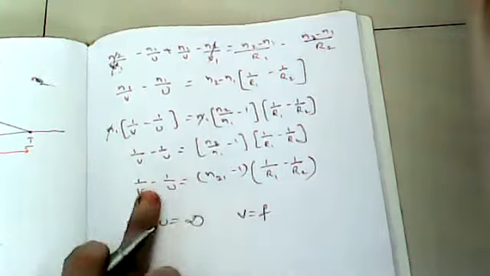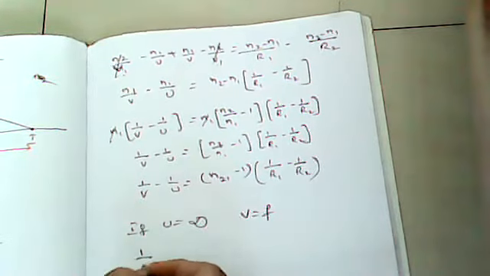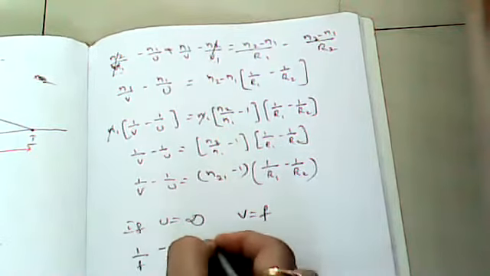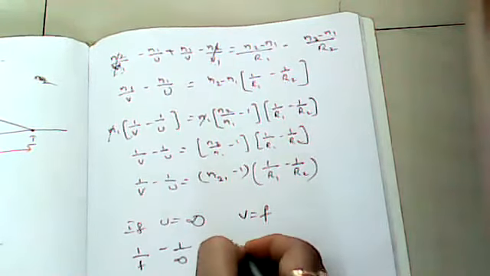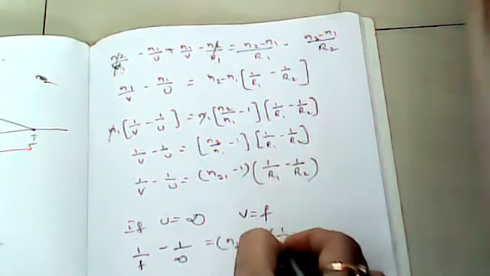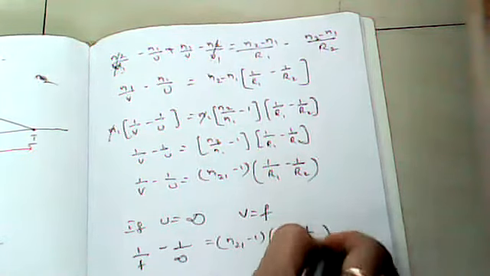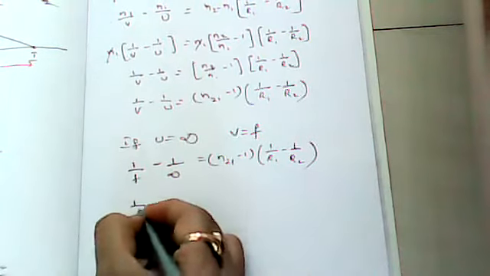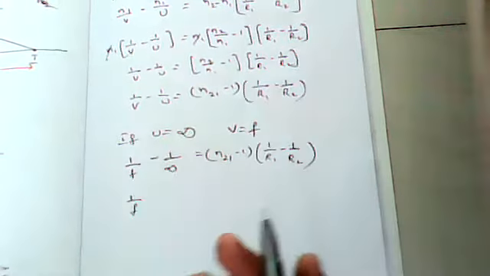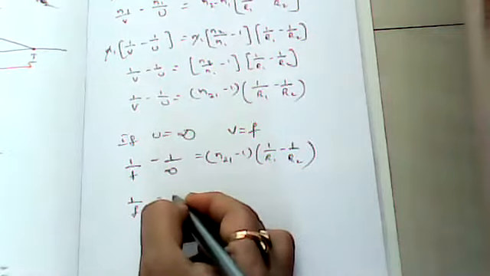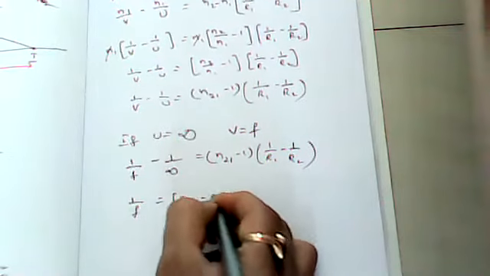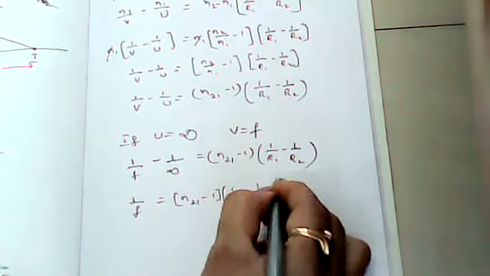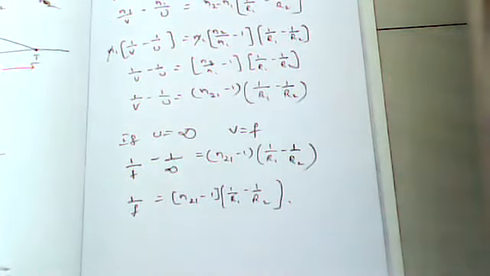So substitute the value here. What we get? V ಬದಲು 1 by f minus 1 by U, instead of that infinity, which is equal to n21 minus 1 into 1 by R1 minus 1 by R2. Okay, right. Now 1 by f, 1 by infinity is 0, so 1 by f is equal to n21 minus 1 into 1 by R1 minus 1 by R2, which is the Lens-Maker's formula.